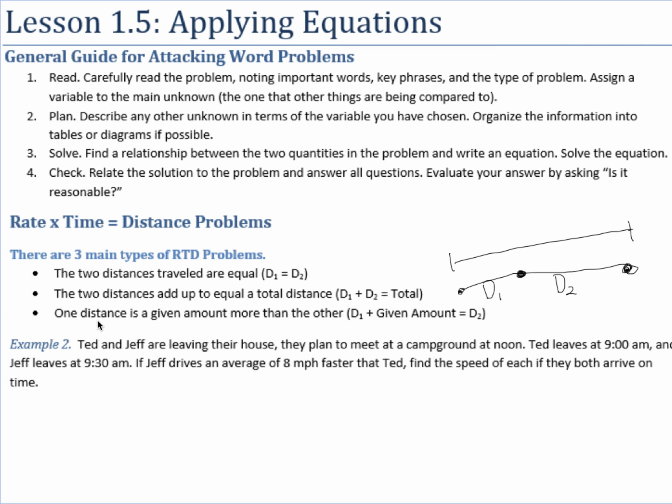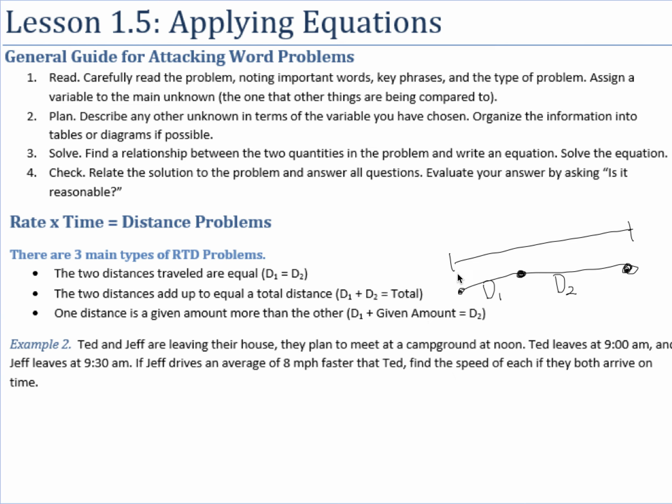And then the last one is one distance. Is it a given amount more than the other distance? This might be if someone leaves earlier and travels further, or something like that, where it has an extra distance involved.